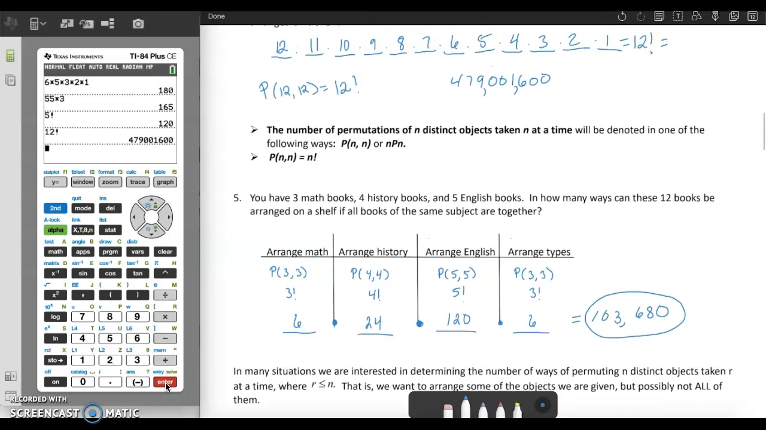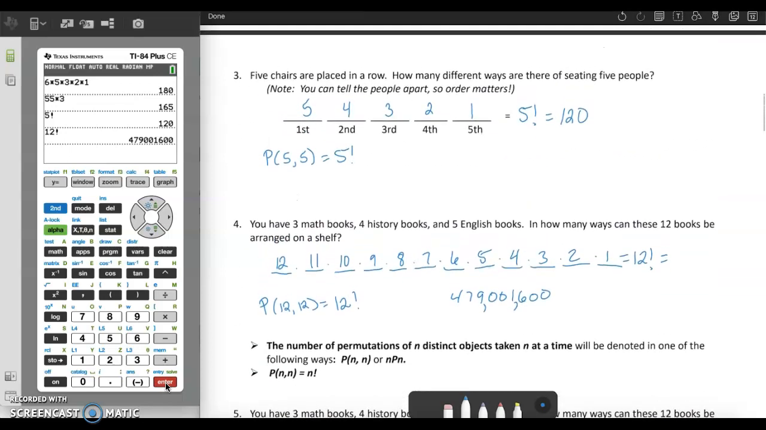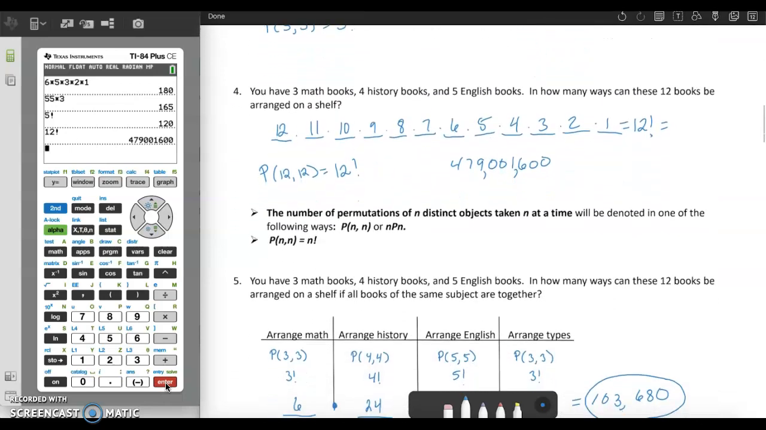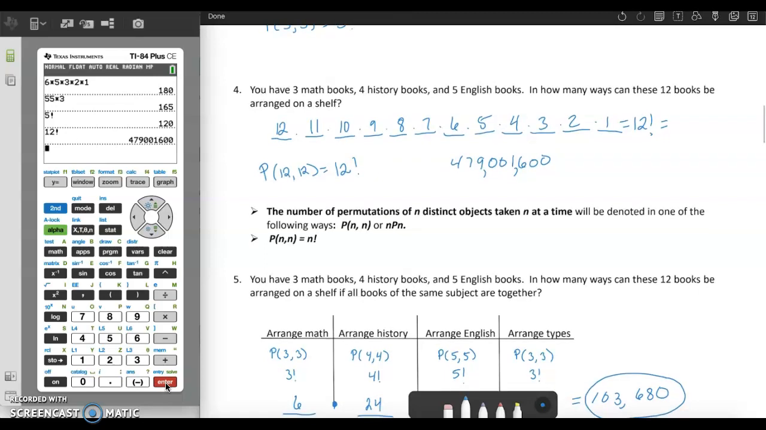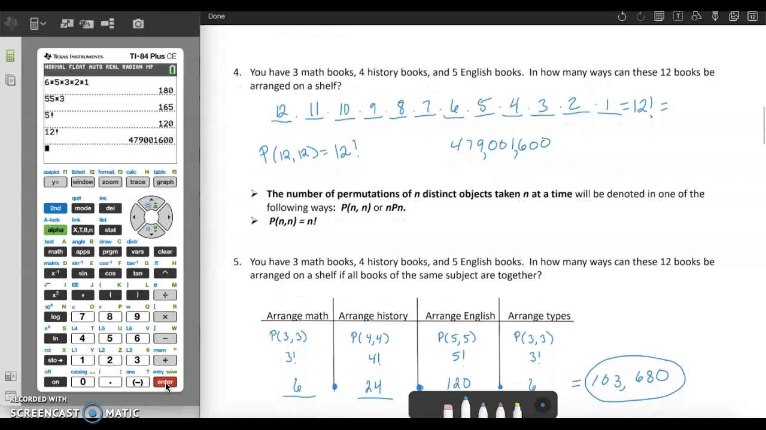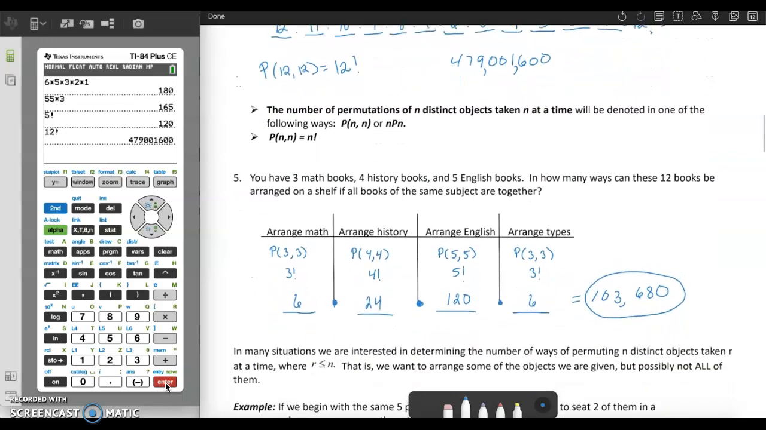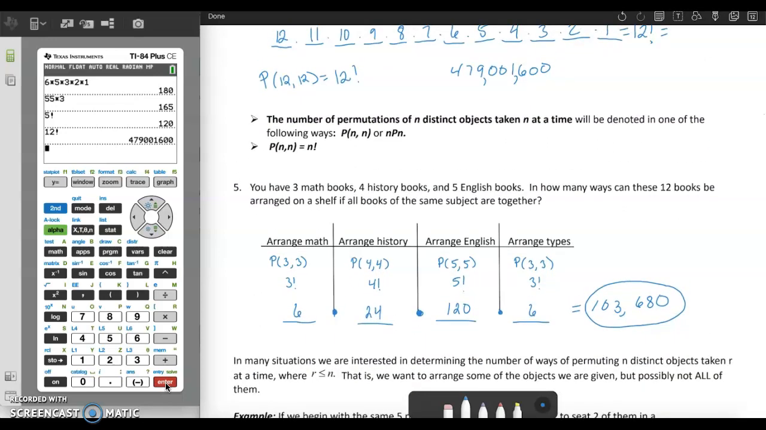So notice how different that is from earlier, when we just wanted to put them all in a row and it didn't matter if the math, history, and English were kind of intermixed, how many options there were there, and then how many, if we want to keep the different subjects together, how that drastically cut those permutations down.